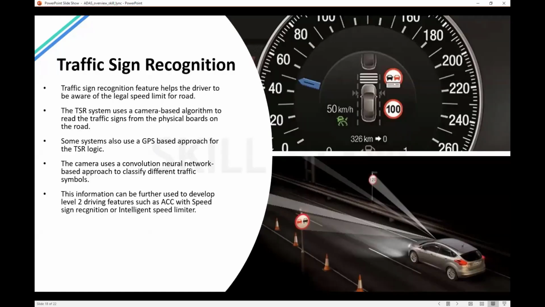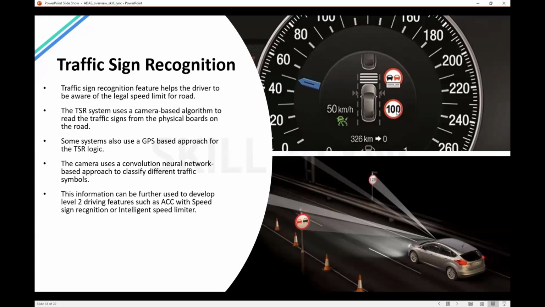Then the final feature I want to talk about is traffic sign recognition. And this is, again, I feel, a very useful feature. And this feature is self-explanatory. The front camera or the vision system uses computer vision technology to read the traffic sign speed limits around the road. And once that is determined, those inputs are given to the driver or the cluster.